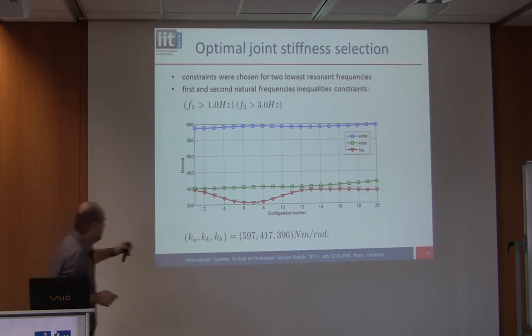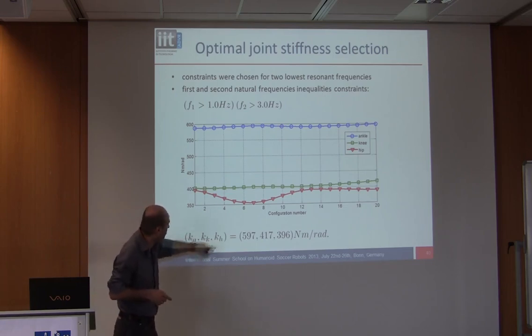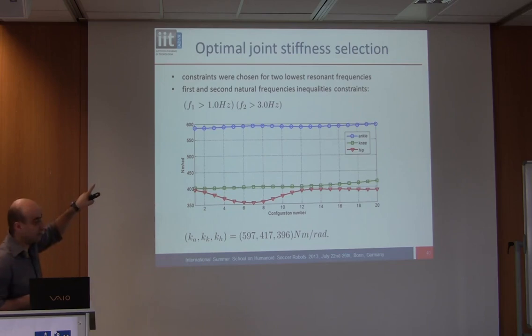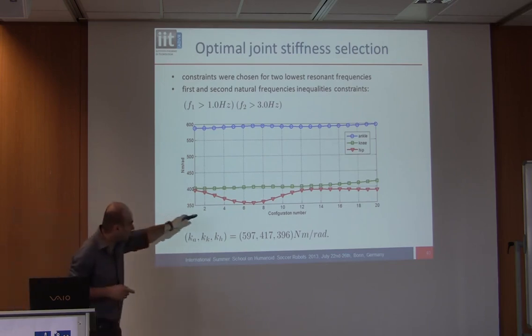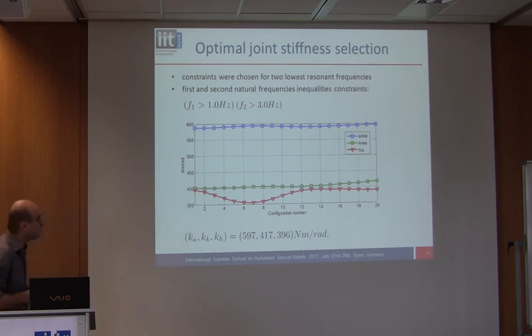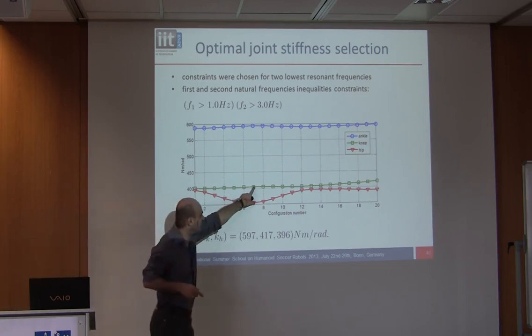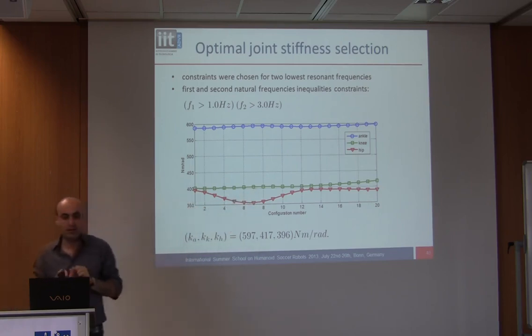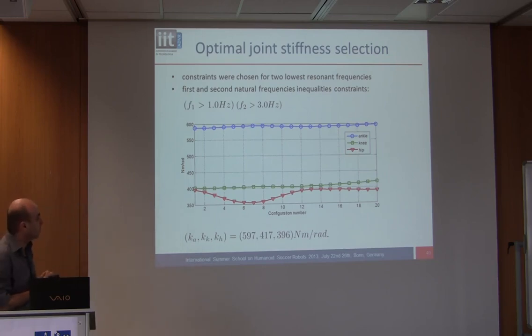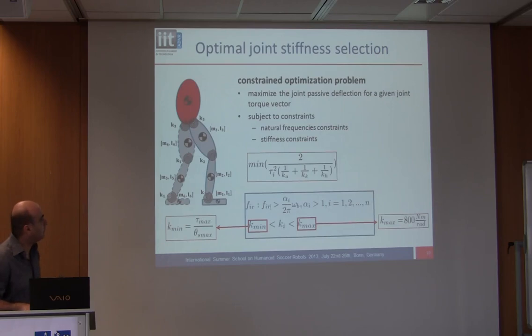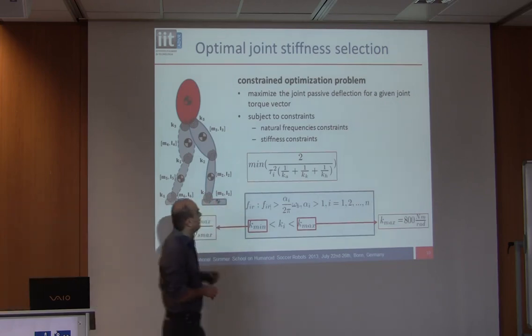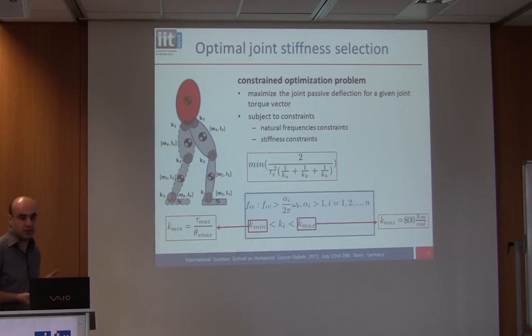And here you can see the stiffness of the ankle, the knee, and the hip needed in order to satisfy the natural frequency constraints for the 20 discrete configuration points. Selecting the maximum stiffness from these curves, you then have a set of stiffnesses for the joints that satisfy the natural frequency constraints that we have, and also minimize this factor here, which basically maximizes the energy that we can store in the joints, or maximizes the elasticity of the joint. So we select a configuration that is more elastic. This is the principle we use for selecting the stiffness.